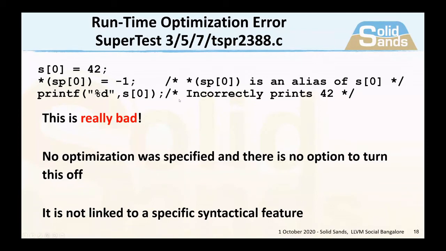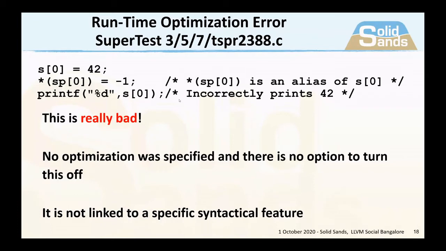And this is a really bad issue, of course, because first of all, the compiler did not specify any optimization flag. So we did not ask the compiler to optimize the code. And even worse, there was no option to turn this optimization off. So whatever you did, however you use the compiler, this issue was always present. And another issue here is that it is not linked to a specific syntactical feature. The compiler simply fails to do the alias analysis correctly.